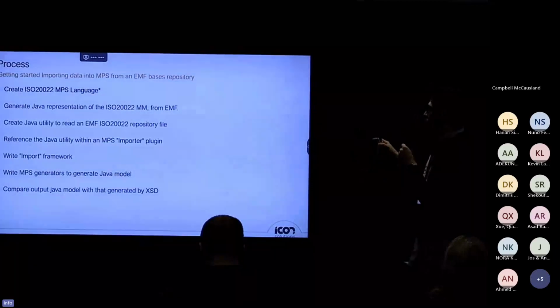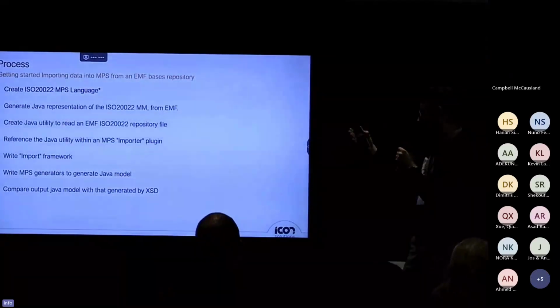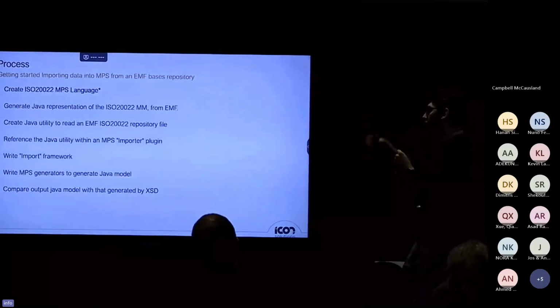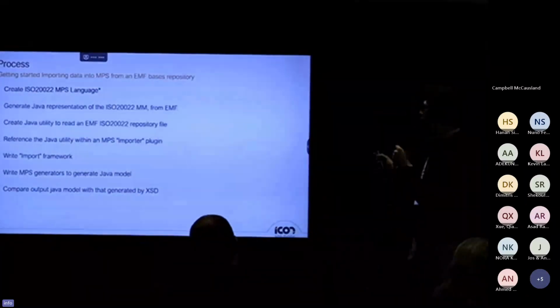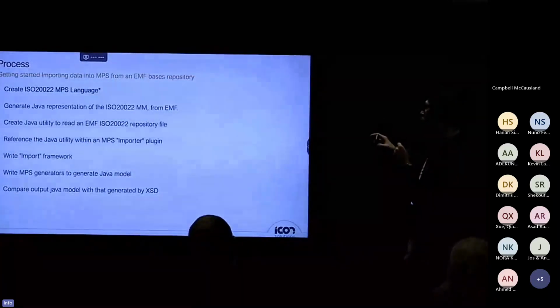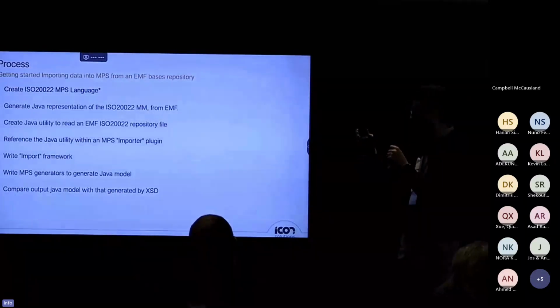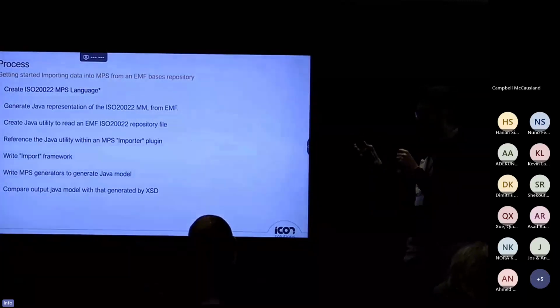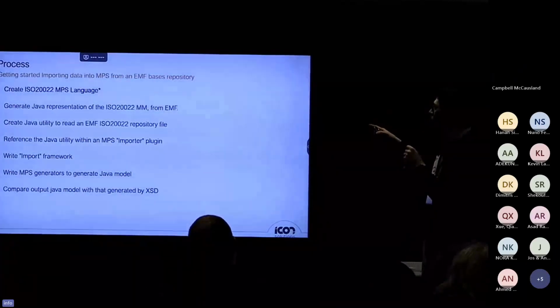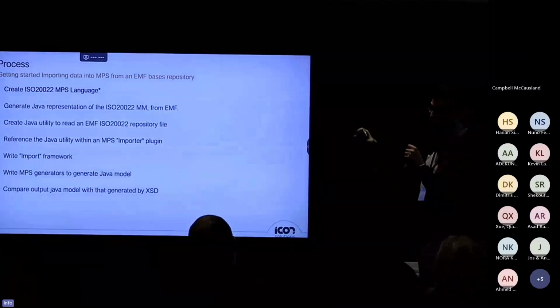And then we had to consider, okay, well, how do we get the data from the eCore repository into MPS as a solution? In order to do that, I had to generate a Java representation for the meta model from the EMF. And in order to do that, I first had to load up the EMF eCore repository, which sounds straightforward, and it probably is for many people here. But the actual repository itself was a 100 megabyte XMI file because there's so much data in it.